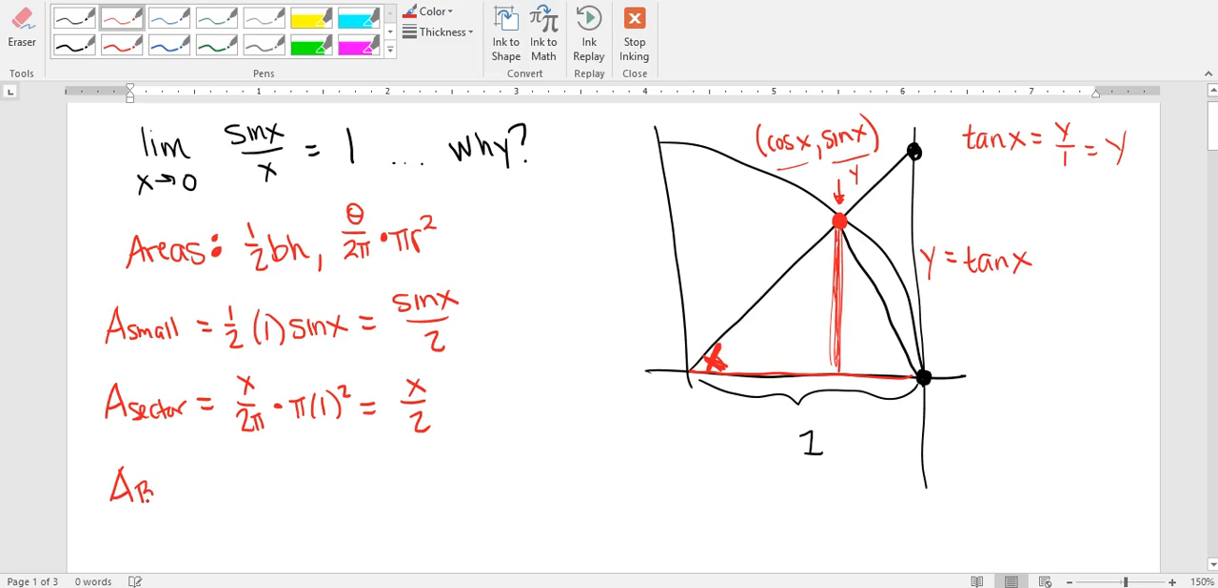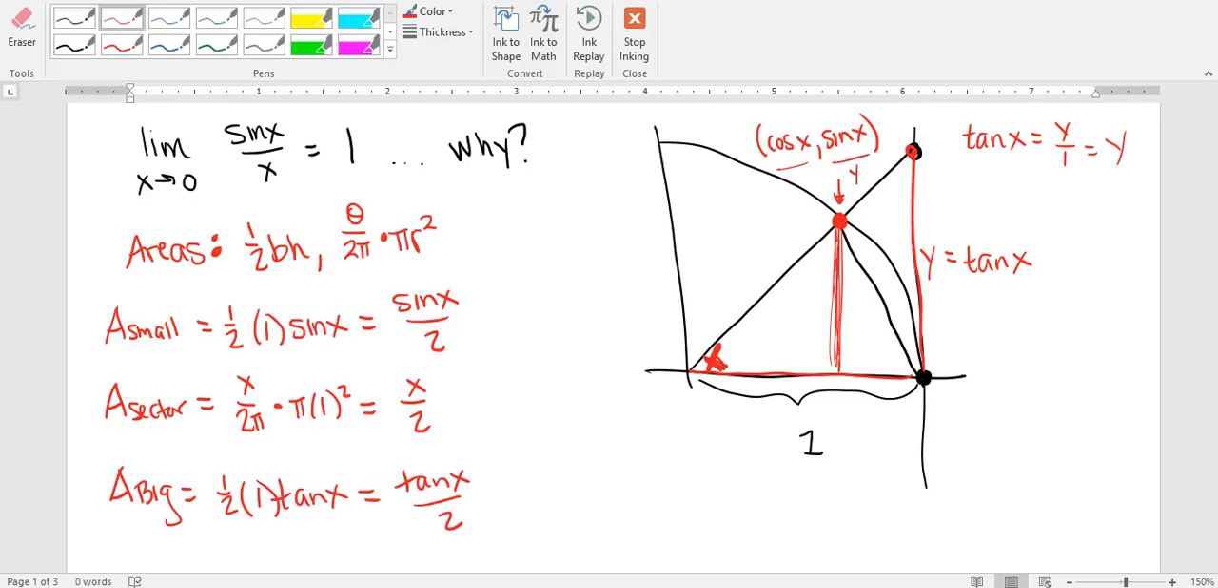And then the area of the big triangle, the one on the outside formed by this tangent line here, we need 1/2. Again, the base is still 1. And the height, since it's a right triangle, we'll use this leg. Height is a y value, but over here we determined that the y value is the same as tangent of x. So we have tangent of x over 2. So we have all three of these different areas.